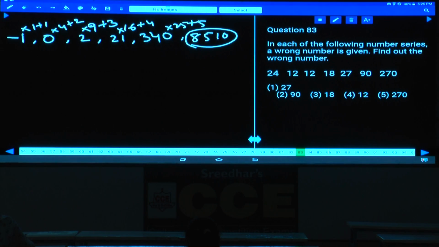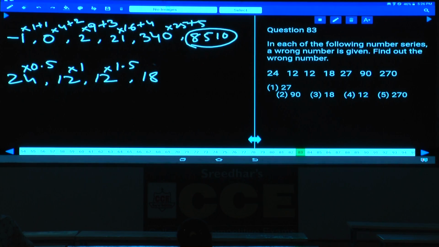Now 24 and 12, how can you express this one? 24 into 0.5 is 12, and 12 into 1 is 12. 12 into 1.5 is 18. 18 into 2 is 36, and 36 into 2.5 is so much? 90, and 90 into 3. So 24, 12, 12, 18, 27.